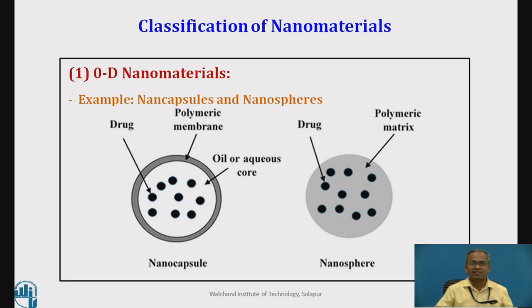Here we have schematic diagrams showing how a nanocapsule and a nanosphere look. Generally, these nanocapsules and nanospheres are made of a polymeric membrane and a polymeric matrix respectively. In these, small molecules or drugs are encapsulated. Nanoencapsulation is an effective way of delivering drugs to disease-specific sites, reducing the toxicity of the drug to other tissues.